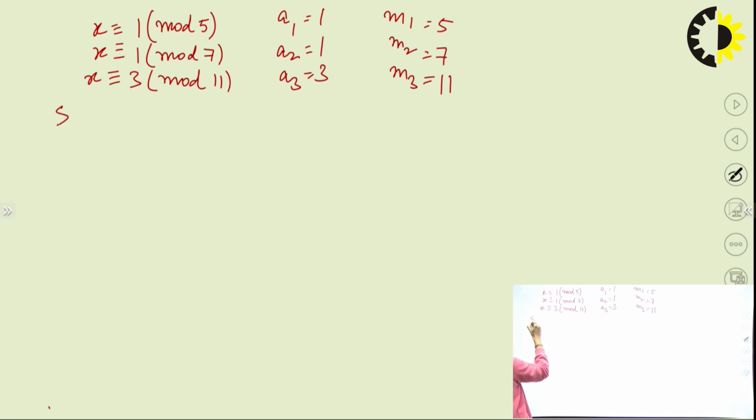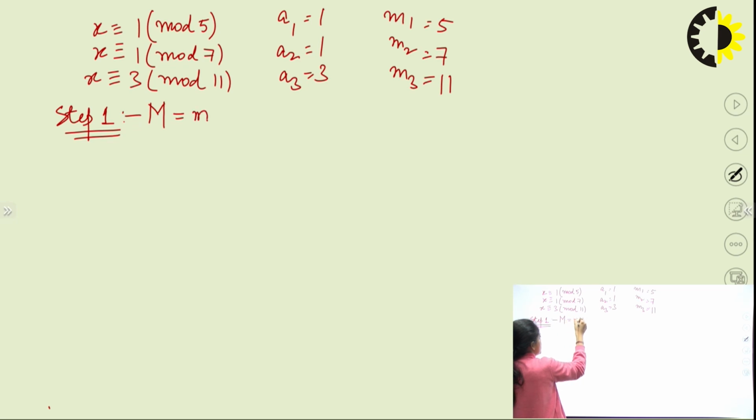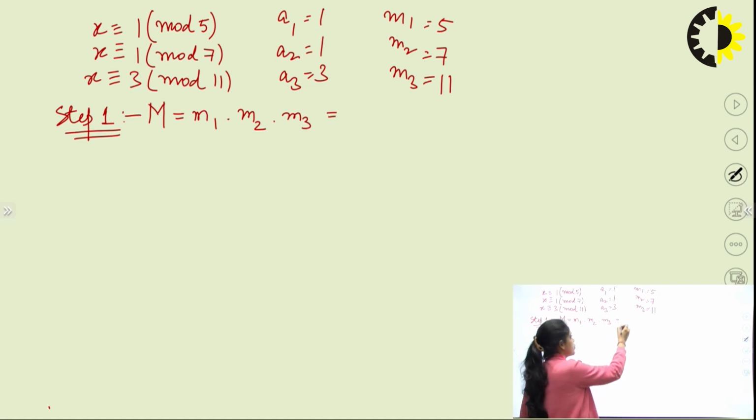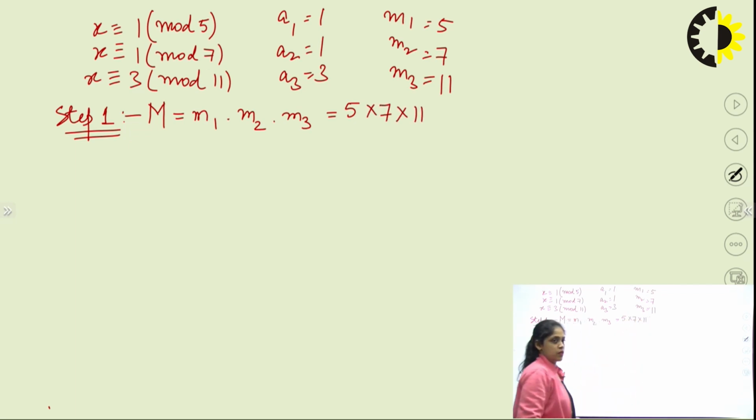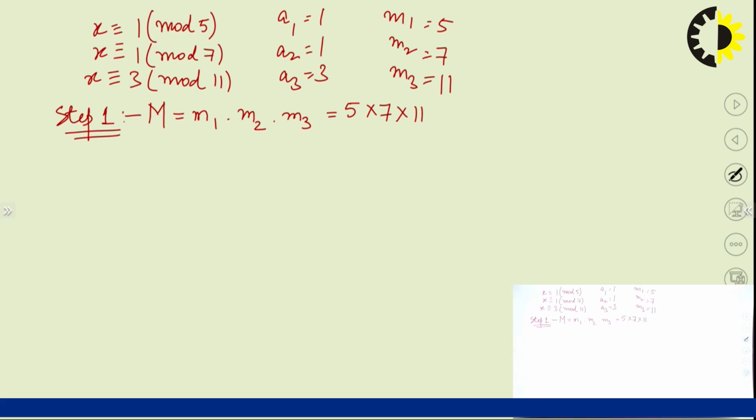So let's start with step number 1. We will find the value of capital M by multiplying all the respective values m1, m2, m3. So here we have 5 into 7 into 11, and we will get the value as 387.